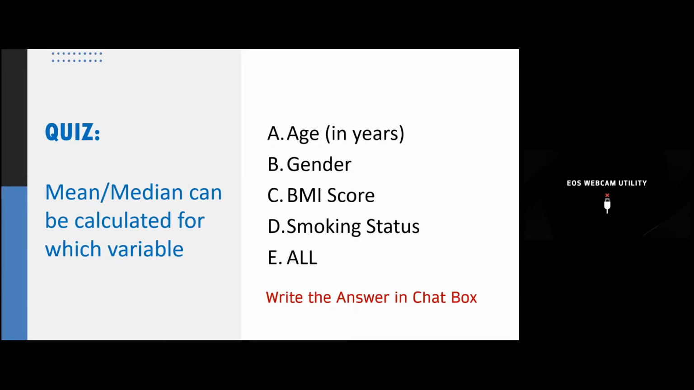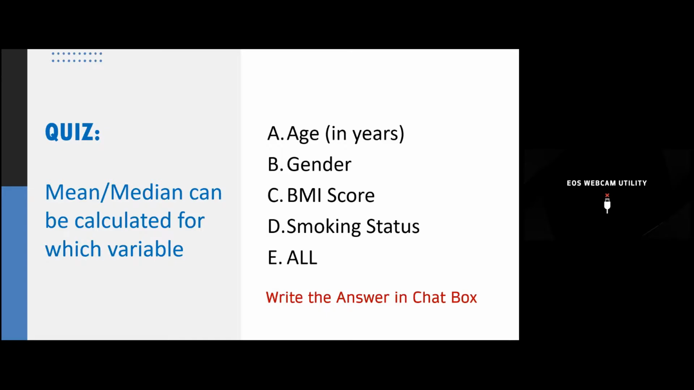In this case, again, mean or median can be calculated for which variable here? Now you have to write the answer. The first option is age, then the second is gender, third is BMI score, smoking status, and all. So is mean and median possible for all or is it possible for only some of the variables in front of your screen? So no for gender, yes, good, because gender is a categorical variable.